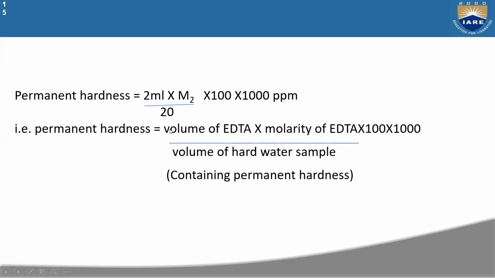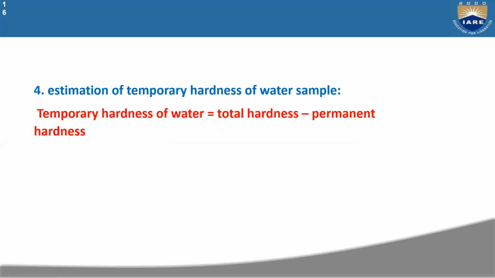Estimation of temporary hardness of the water sample. So we get the total hardness and the permanent hardness. Temporary hardness of water is equal to total hardness minus permanent hardness. So we get the temporary hardness of water.